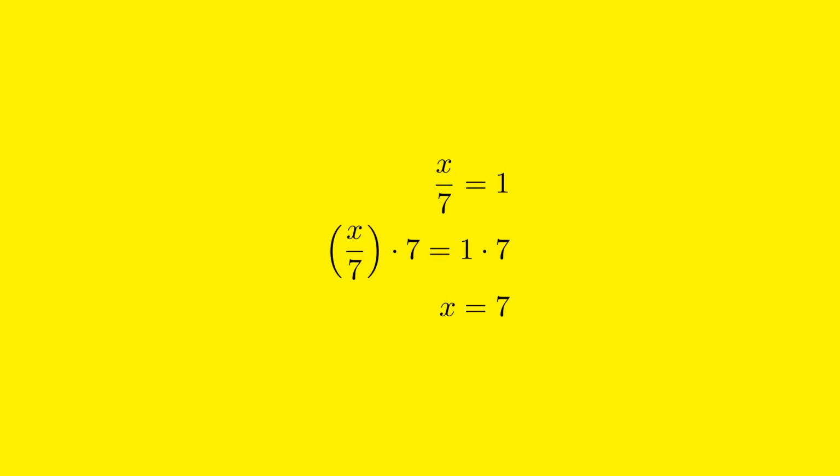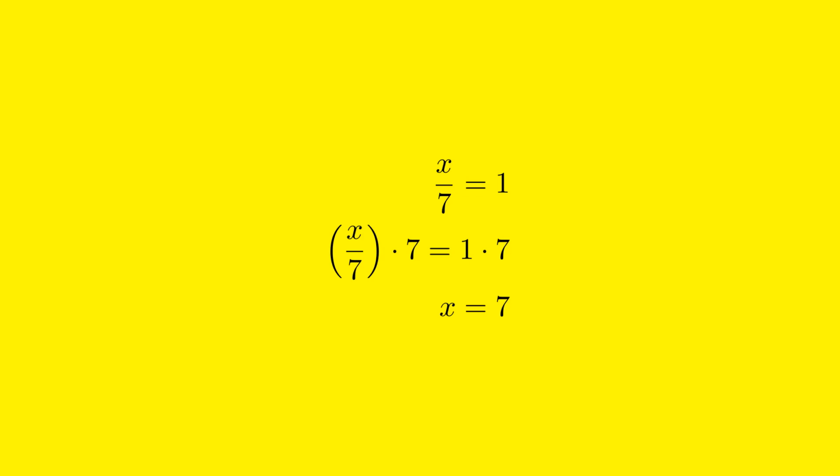Now that we have the equation x divided by 7 equals 1, our goal is to isolate the variable x. The term with the variable x is currently being divided by 7. To isolate x, we need to undo this division by using the opposite operation, which is multiplication. To eliminate the division by 7, we multiply both sides of the equation by 7. This keeps the equation balanced, ensuring that whatever we do to one side, we do to the other.